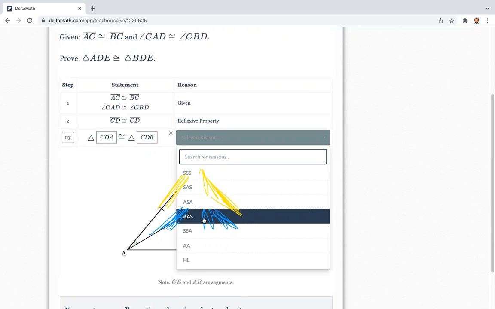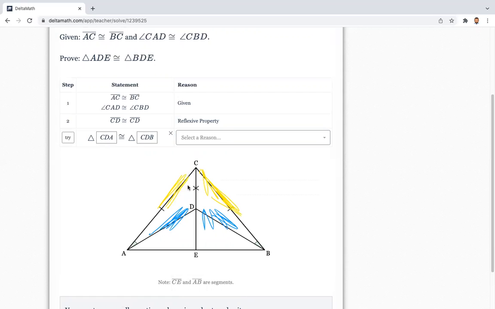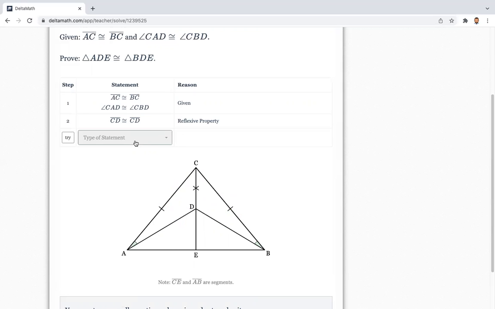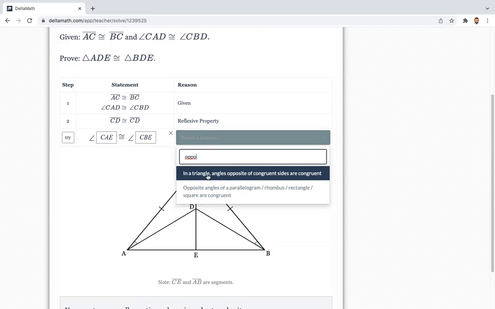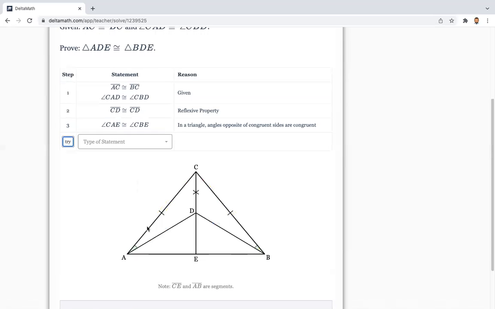And what is my reason there? Side, side, angle. Is that one of them? No, that's not an option. Unfortunate. Let me clear this. So maybe that doesn't help us so much. What else are we looking at here? That does tell us that the whole thing is isosceles. So maybe we can say angle A or CAE, I guess, is congruent to CBE. Something about opposite sides of opposite angles are congruent.